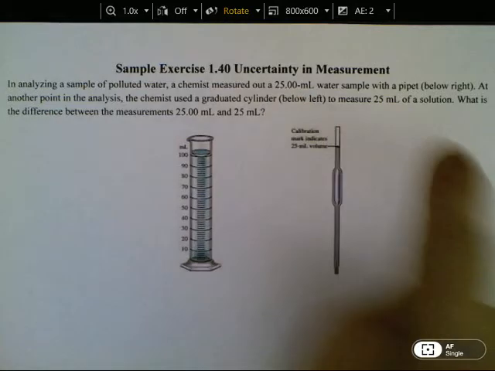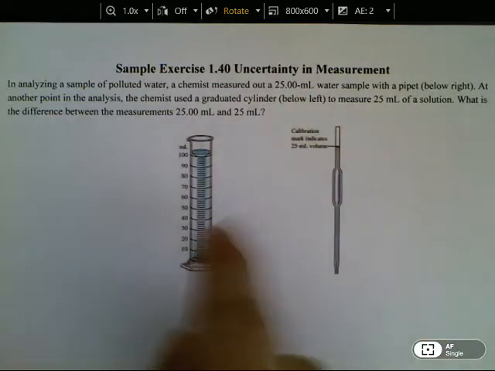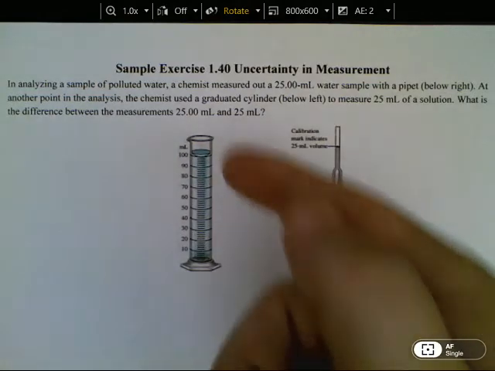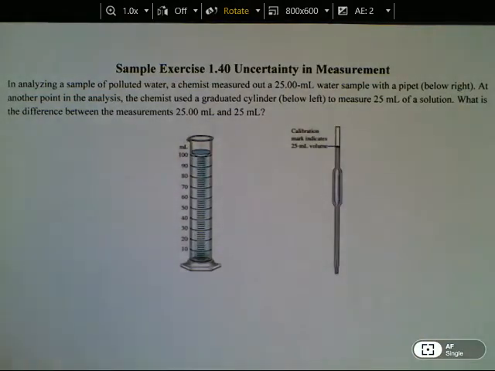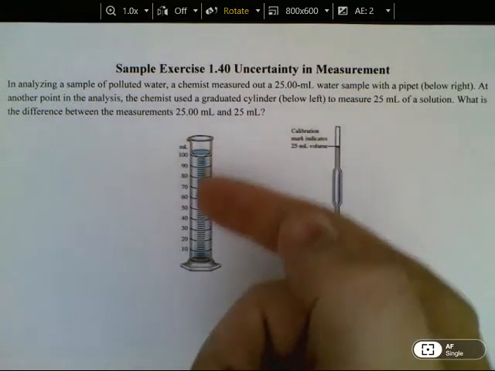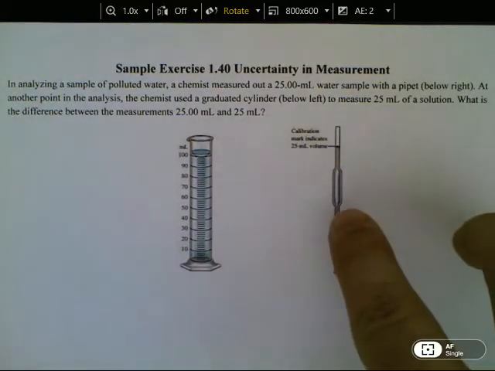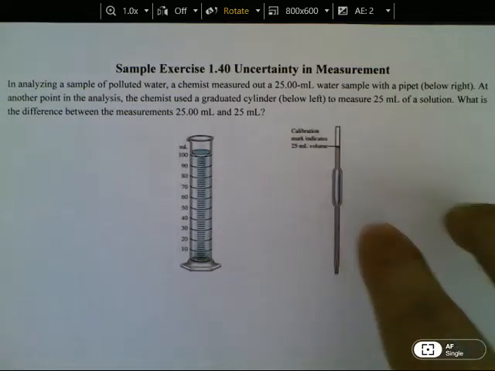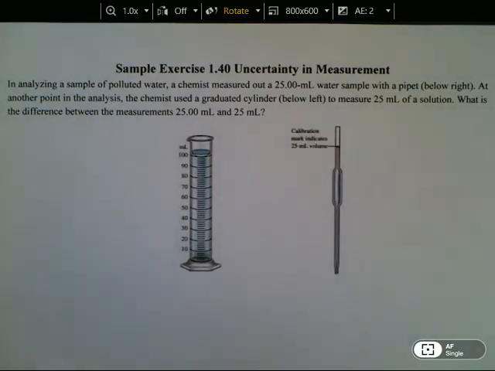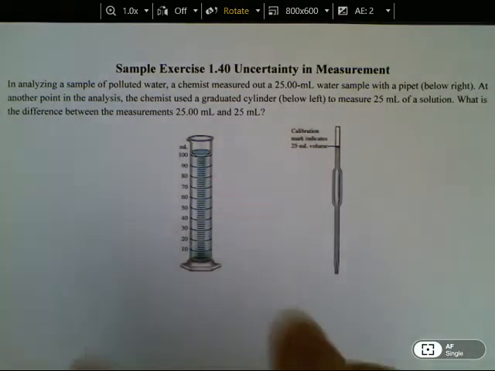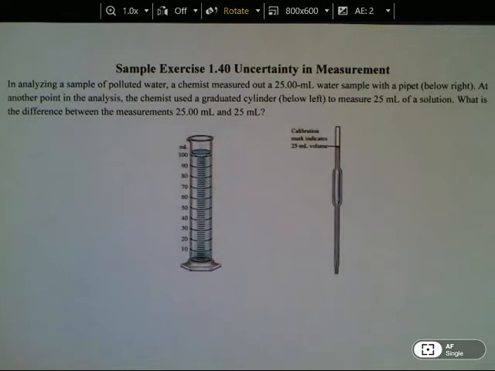mL. 25.00 mL. Whereas over here on the graduated cylinder, this measures up to 100 milliliters. You can see that by all these different designations here on the side. So we have one instrument calibrated to measure 25 mL very precisely, and then we have an instrument that is designed to measure a larger volume of water. So you attempt your answer. Press pause if you need.